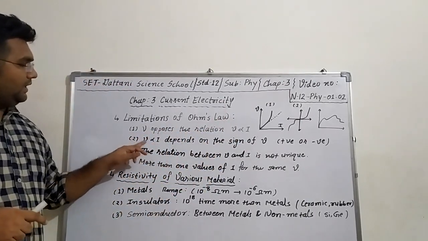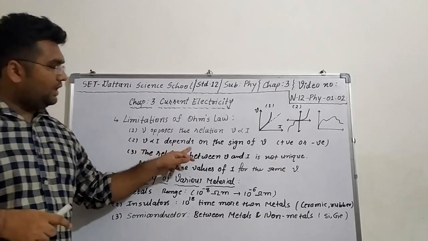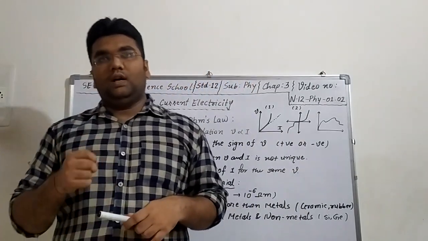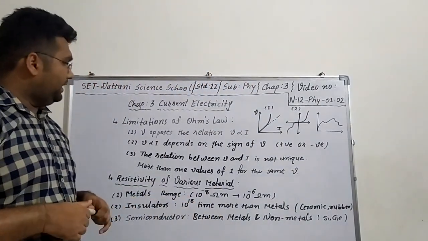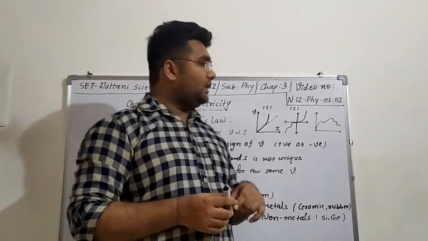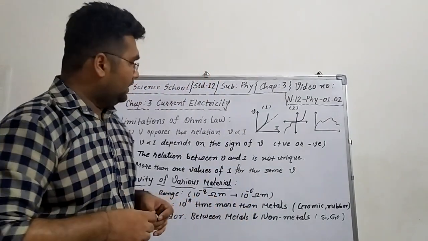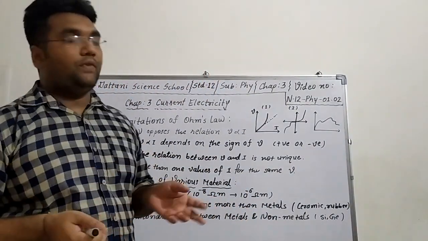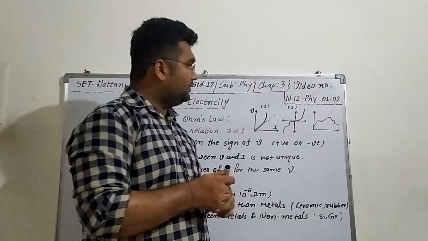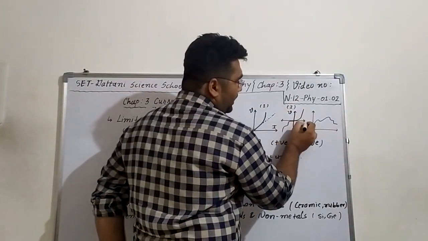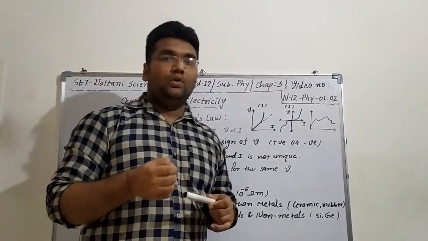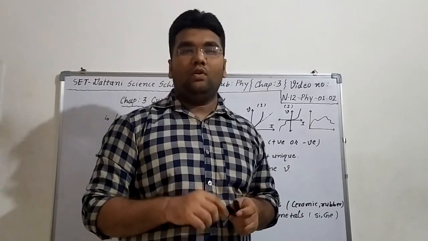The second limitation is that the relation between V and I depends on the sign of V. On one axis we take V and on the other we take I. The relation depends on whether you take V positive or negative.